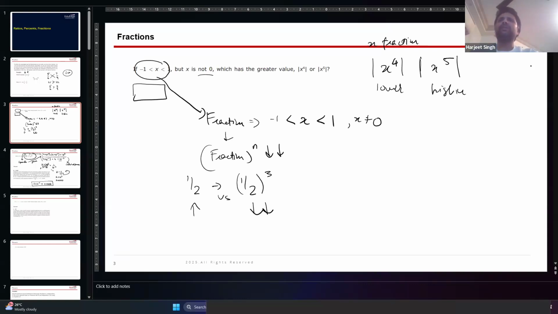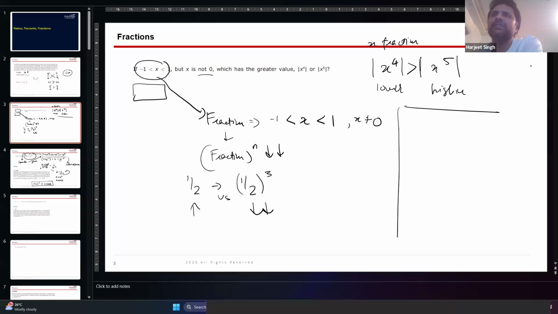So whenever you have a higher power, that number becomes lower, involving a fraction, which means x raised to 4 will be greater than x raised to 5, mod of these two. If mod is not given, then we need to be careful. So what if there was no mod here?